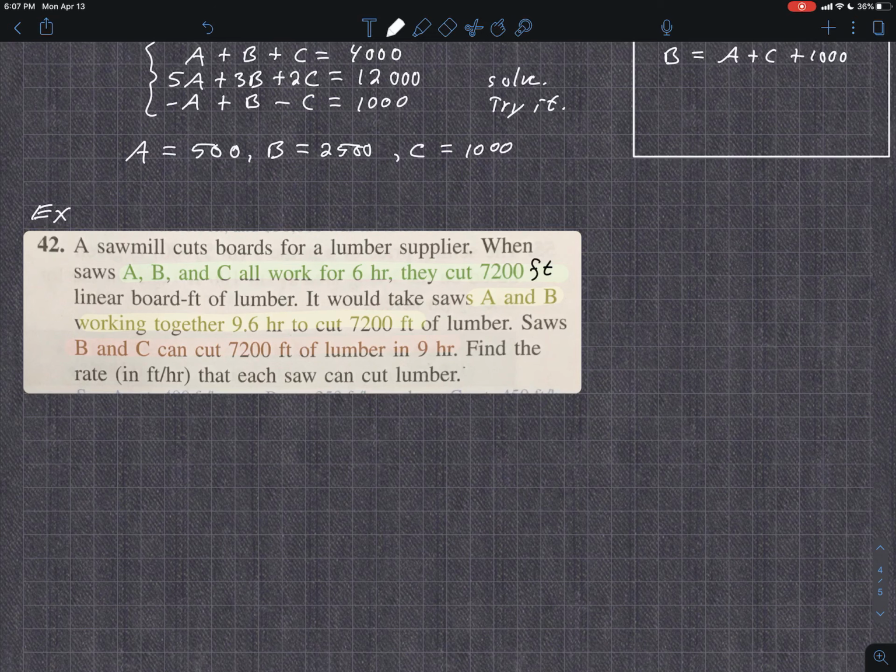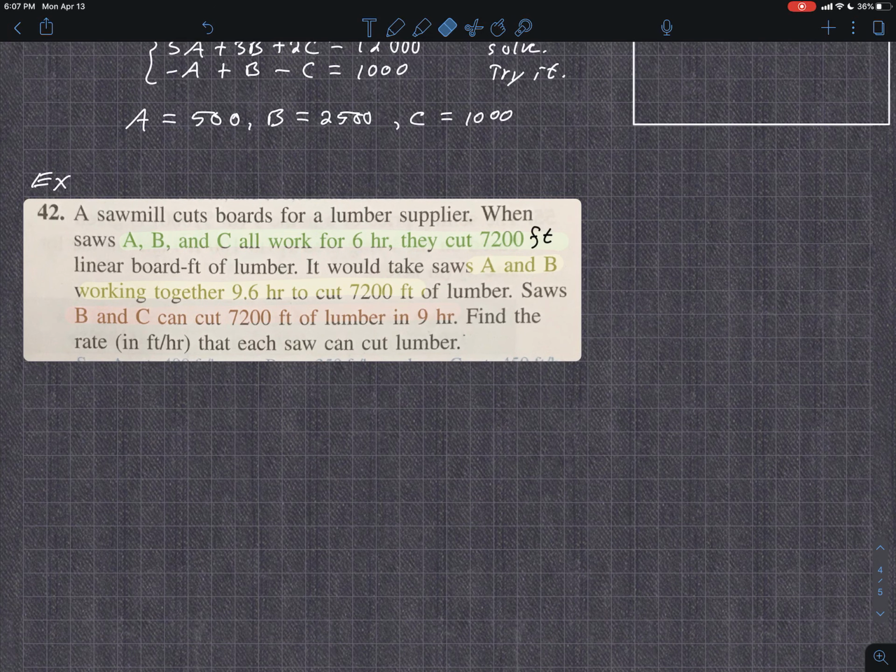So try this one on your own and see how we do on it. I'm going to go ahead and erase some of this stuff again. Okay, so try it. I'll read it. Go ahead and pause it and try it on your own, and then I'll write it up.